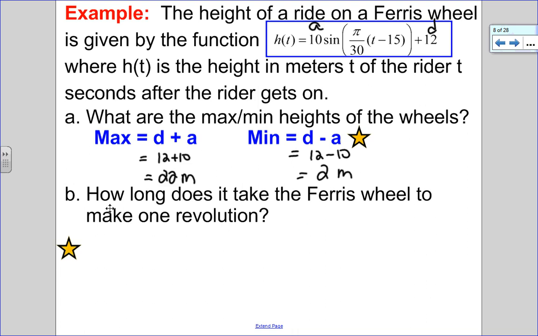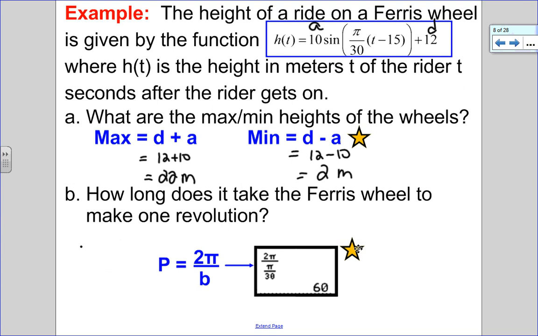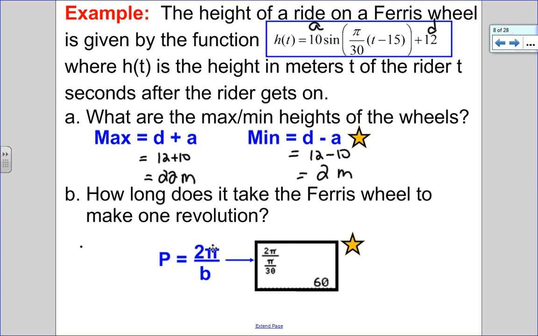Okay, next question is asking you, how long does the Ferris wheel take to make one revolution? So making one turn, that's period. So period is 2 pi divided by b. For word problems, we always want to deal with radians. So 2 pi divided by my b value of pi over 30 gives me a period of 60 seconds.